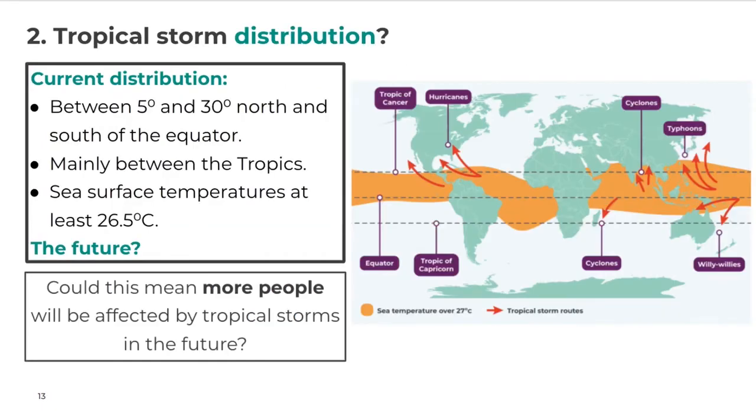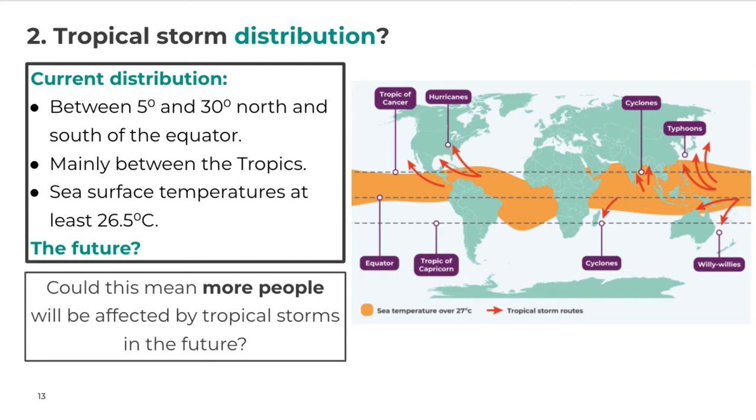So let's now consider tropical storm distribution, so the way in which tropical storms are spread out across a geographical area. So we already have quite a good understanding of the current distribution of tropical storms. They form between 5 and 30 degrees north and south of the equator. They form mainly between the tropics, so between the Tropic of Cancer in the northern hemisphere and the Tropic of Capricorn in the southern hemisphere, and they form where sea surface temperatures are at least 26.5 degrees Celsius. And on the map, the area in orange shows us where tropical storms currently form. This is their current distribution.